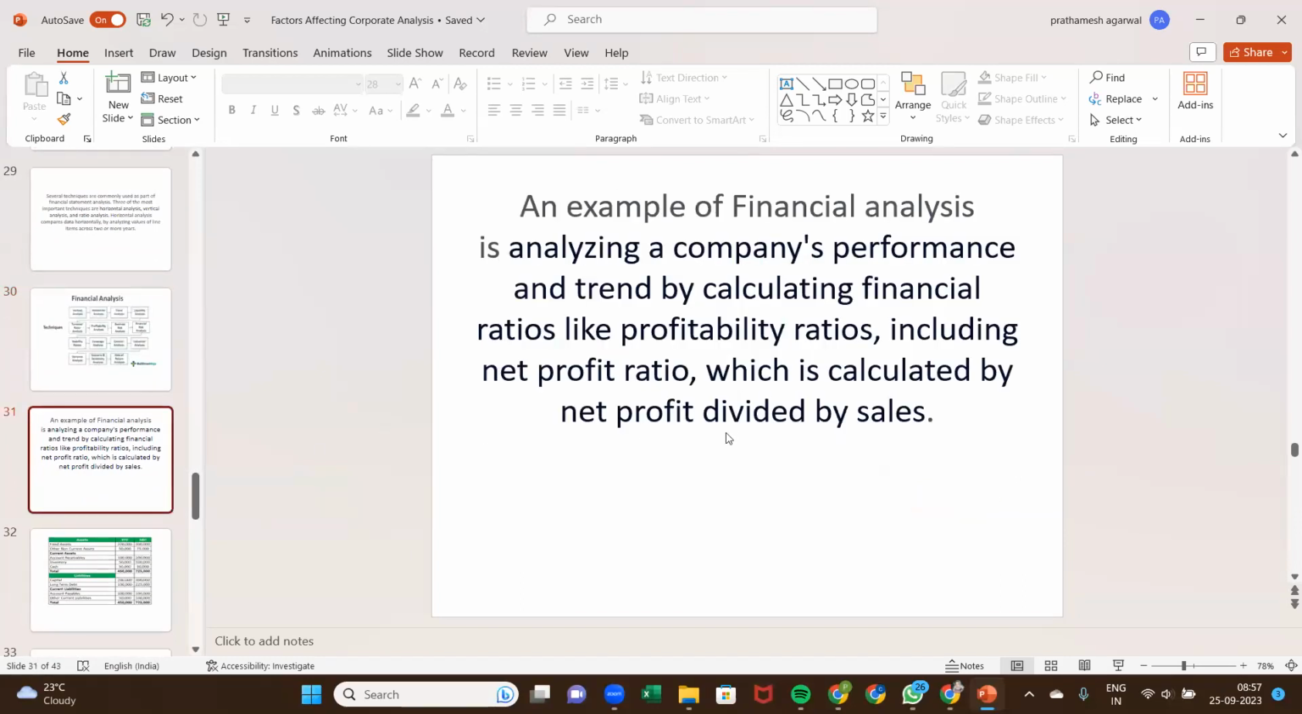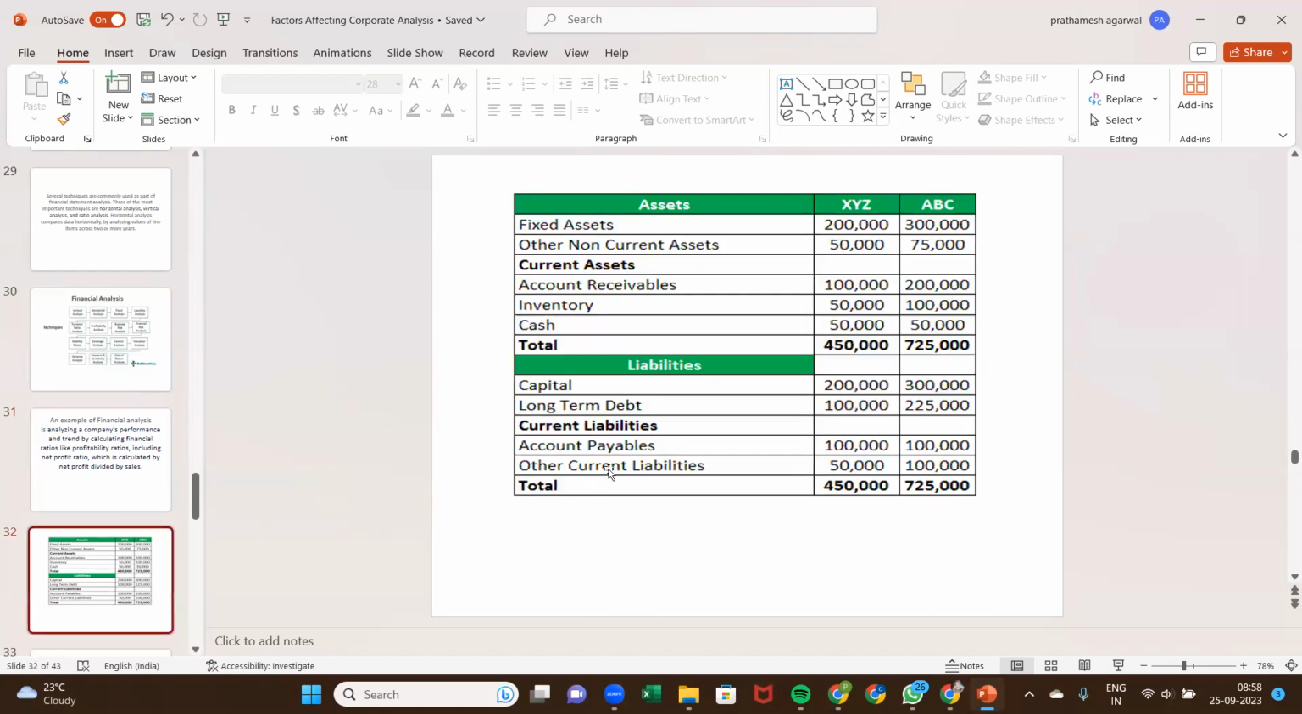An example of financial analysis is analyzing a company's performance and trend by calculating financial ratios like profitability ratio, including net profit ratio, which is calculated by net profit divided by sales. This is just an example. I am not a finance person. That is not my domain. It is just an example because we are doing this in our strategy.